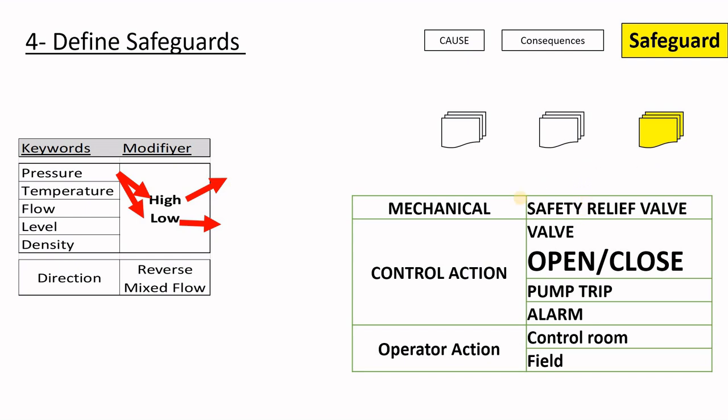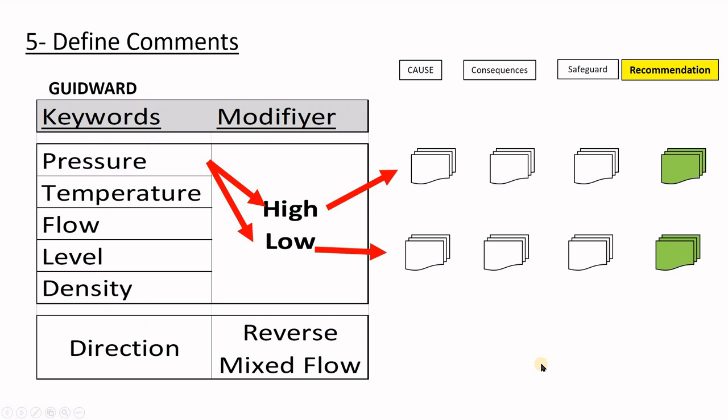You can rely on your control system to take an action. You give an alarm, or you can stop a pump, you can open or close a valve. Or you can rely on the operator to take an action in the control room. After the operator receives the alarm, he can do some action by himself or send someone to the field to do some action. So once we did this, we looked at the causes, the consequences, the safeguards.